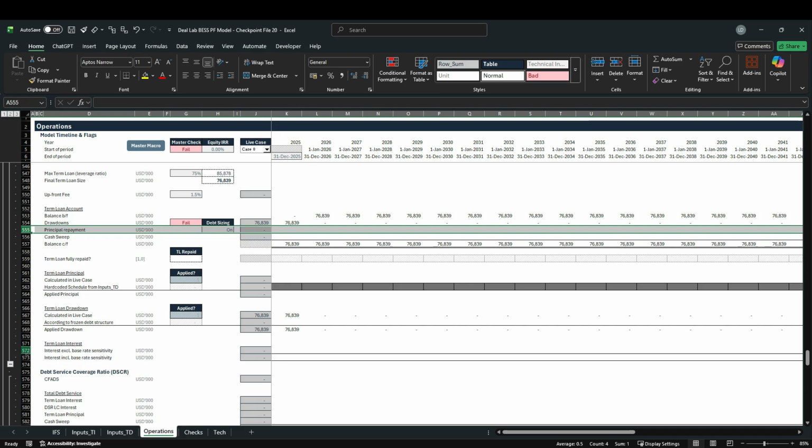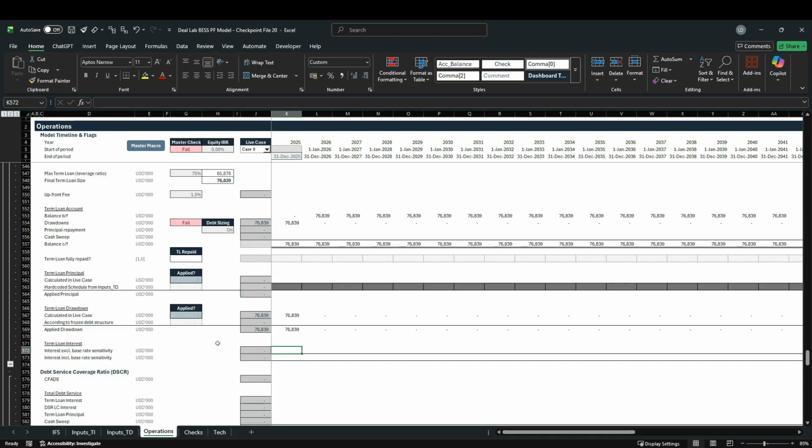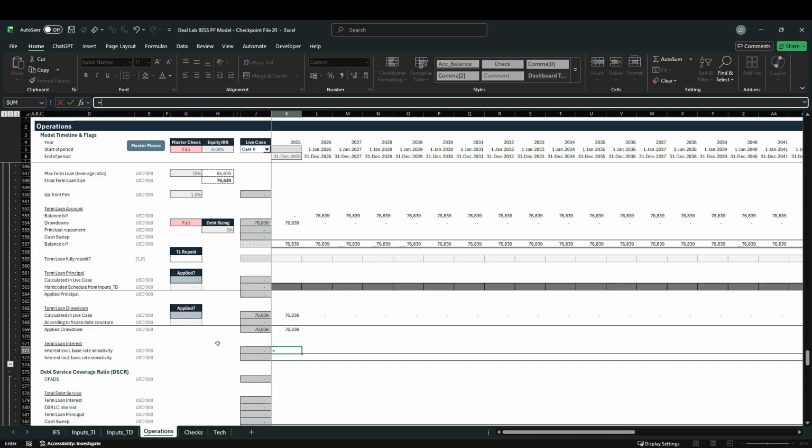Because first, we will use our CFETs to pay our interest expense, and whatever is left over after paying our interest expense will go toward principal repayment. And we will distinguish here between an interest payment excluding any base rate sensitivity and including base rate sensitivity. So let's first start by doing it without any sensitivity. And the interest payment is always due on the balance brought forward in our current period. So let's select K553, hit F4 2 times to only anchor it to our row.